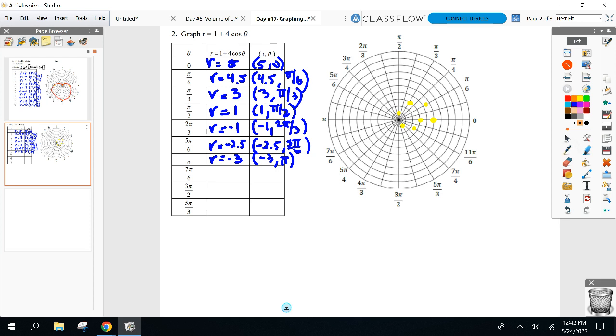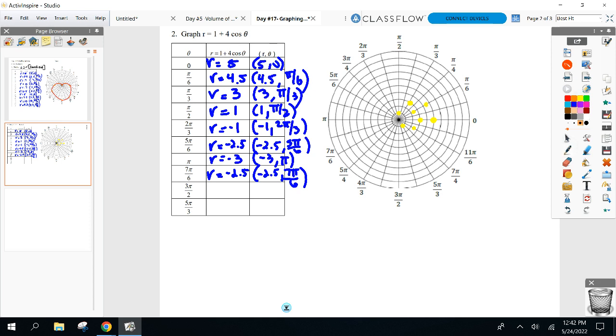I think it's a shell. 7 pi over 6, -2.5. So nobody graph at 7 pi over 6. You should be at where? Opposite. Pi over 6, right? So at pi over 6, everyone should be going 2.5. Oh boy. A lot of points on there. It's just a spiral. It's kind of cute.